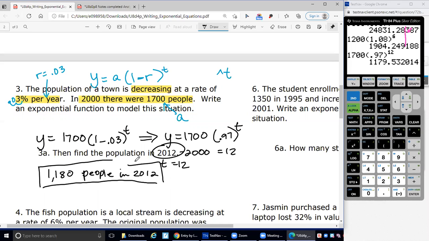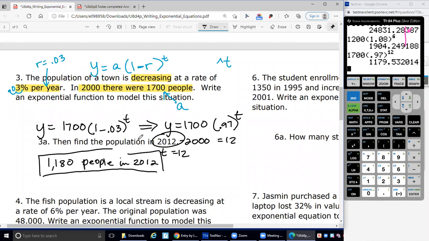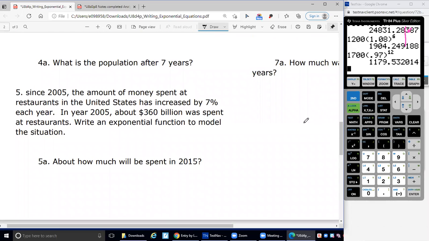That makes sense. And then, speaking of rounding, does anybody have any questions on number 3? Okay, I want to just float down right here to number 5 because this one came up a lot with questions. It says since 2005, the amount of money spent at restaurants in the United States has increased by 7% each year. In the year 2005, about $360 billion was spent at restaurants. So I had a lot of people who were trying to put 360 with all these zeros right after it. Because it's 1,000, a million, a billion. There we go. That's a lot of zeros.